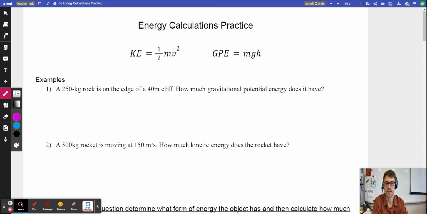Today we're going to be taking a look at how we do energy calculations for both kinetic energy and gravitational potential energy. Remember, we also briefly talked about thermal energy, but there are no calculations that we need to be able to do for that.